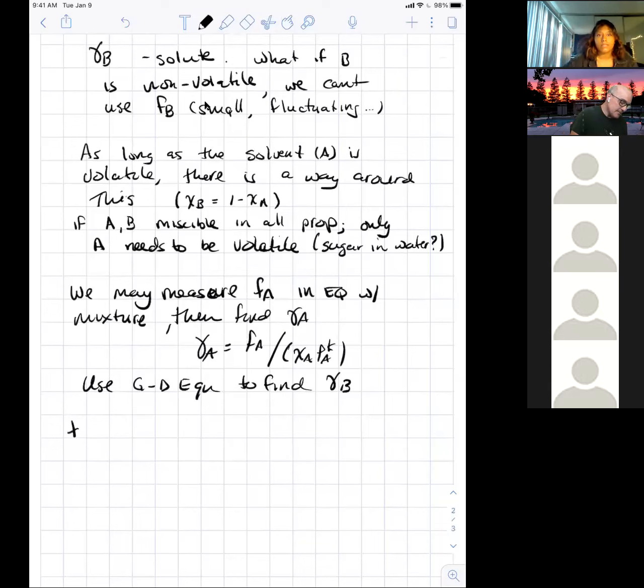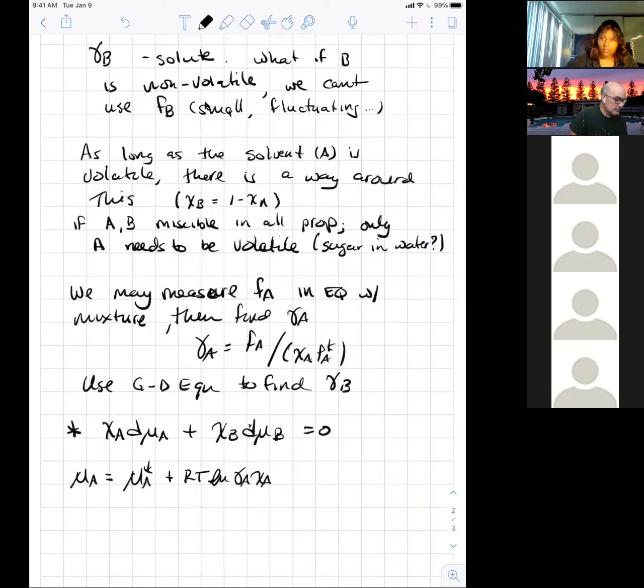All right, so Gibbs-Duhem says the mole fraction of A d mu A plus the mole fraction of B d mu B equals 0. That's Gibbs-Duhem. And if we use a conventional solvent-based chemical potential for this, then we can take the total differential of this. The first term is a constant, right? So that goes away.